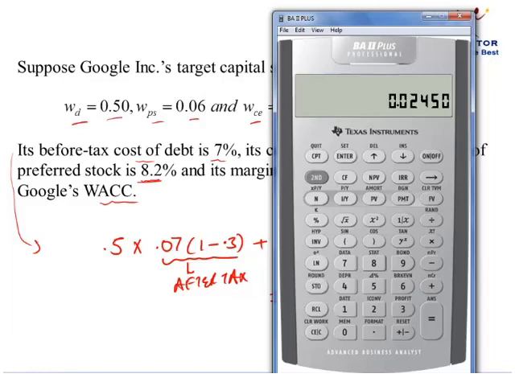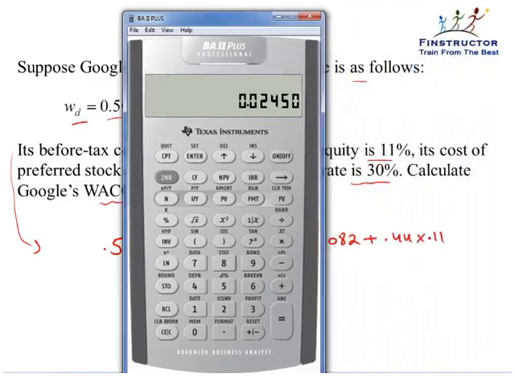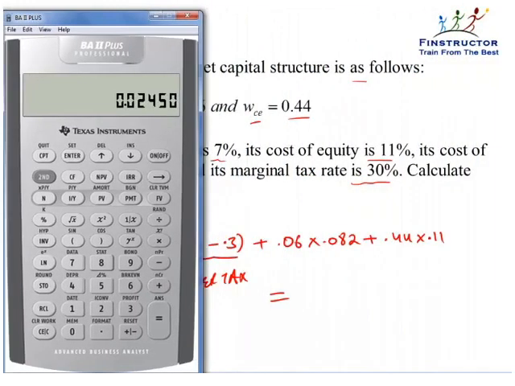Let's store this in the memory register 1. Now let's go on to our next calculation, that is the calculation for preferred equity, which comes out to be a weight of 6% into a cost of 0.082, that is 0.00492. Now, instead of storing it in a separate memory register and then adding all the three, I can simply press the button store plus 1.